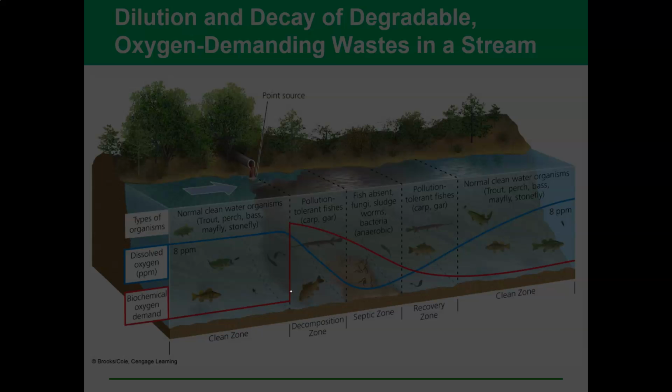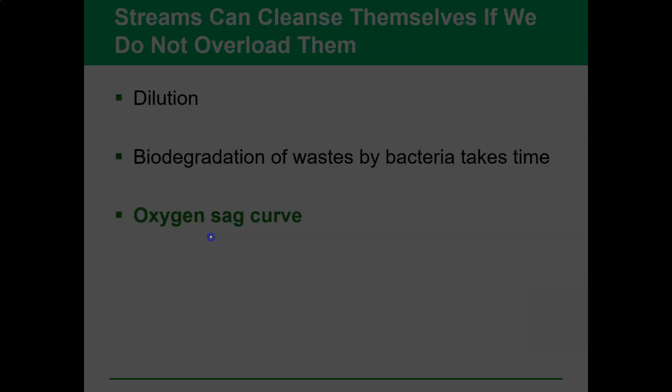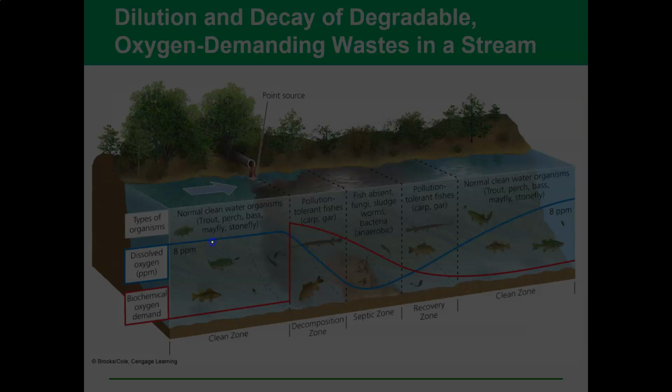All right. So you can see over in the clean zone, this river is going to be right around here. Right here. All right. So you got your clean zone where you have 8 parts per million. And that's good healthy water, and you've got all your nice organisms there. And your BOD, your biochemical oxygen demand, that's going to be how much oxygen is being demanded in there.